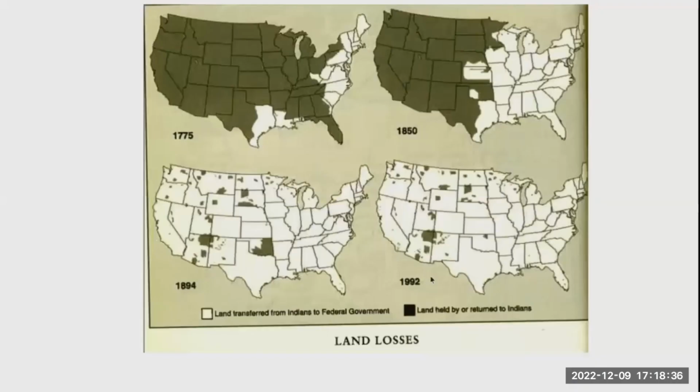This is a map of their land losses. As you can see, in 1775, most of the land was occupied by the Native Americans. I think this is part of Spanish territory, and this is British territory. This is in the 1850s. As more people were coming from Europe, less land was being used by Native Americans. This is almost the entire country, and this is just half.